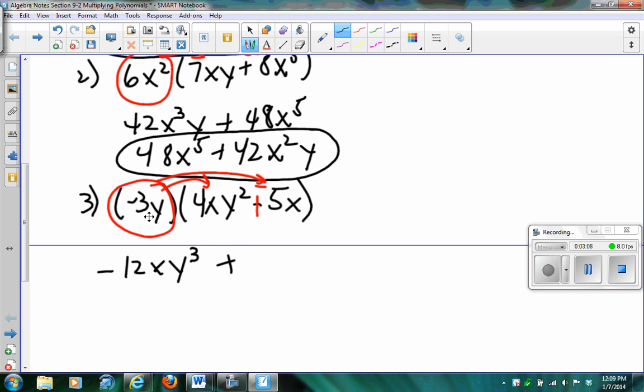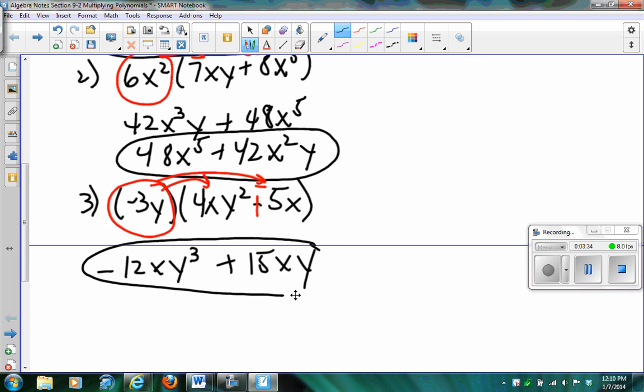And we're going to multiply negative 3y times negative 5x, and we would end up with 15xy. Both terms have x to the first power, but to decide the order in which we would write these, this term has a degree of 4, this term has a degree of 2, so this is already in the correct order, and that would be our final answer.